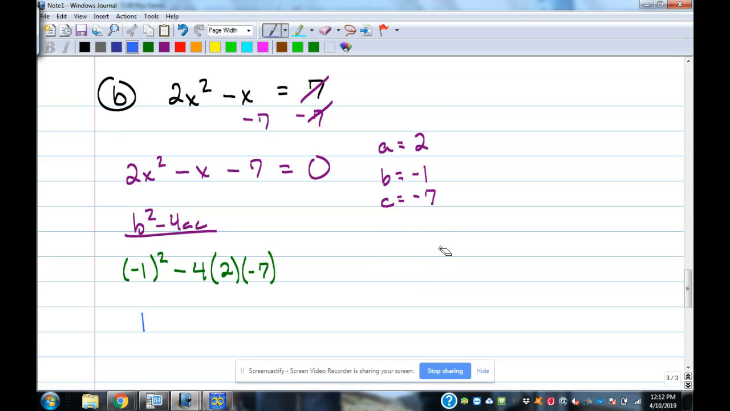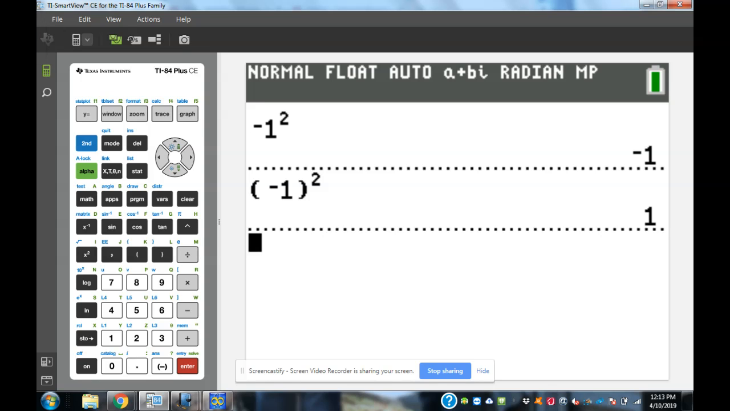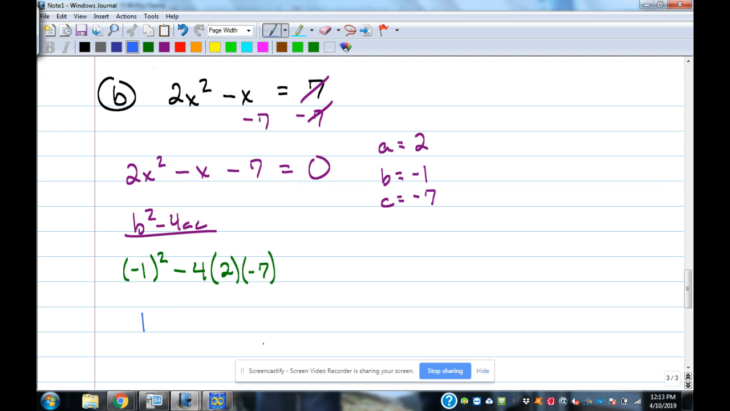So if you're going to type that into the calculator, you better use parentheses. Parentheses, negative 1, close the parentheses, squared. Then we get the positive back. Or you could just think with your brain and know that anytime you square any number, you get a positive back. Always, always, always, always. Okay? So that's positive 1. We got negative 4 times 2 is negative 8 times negative 7 would be positive 56. So our discriminant is 57.